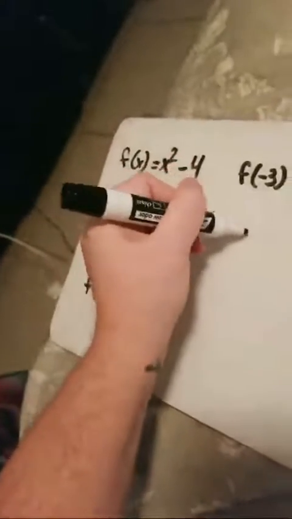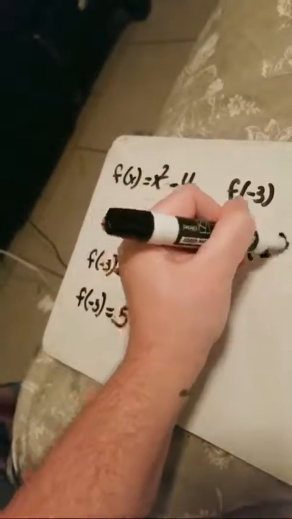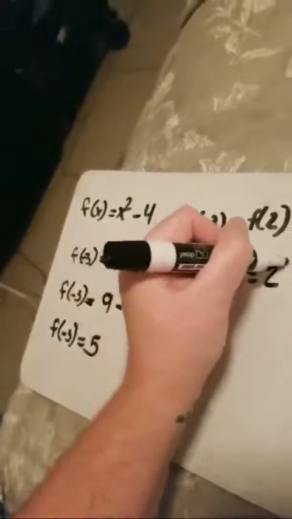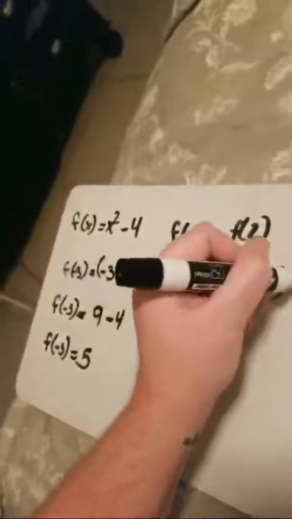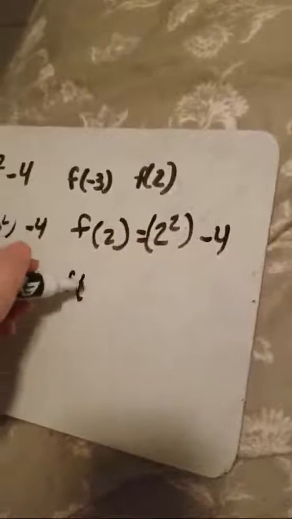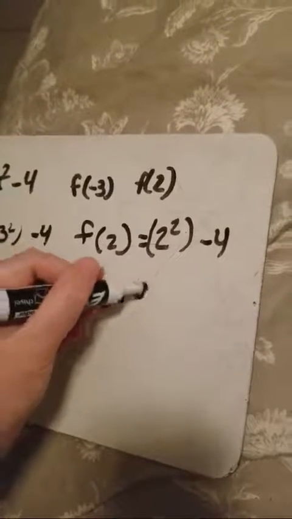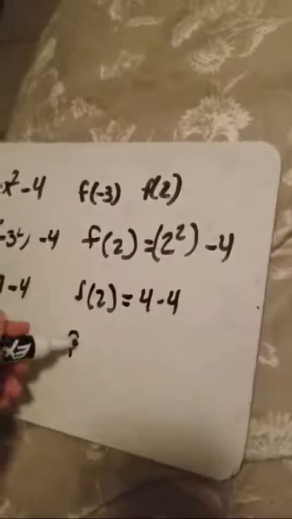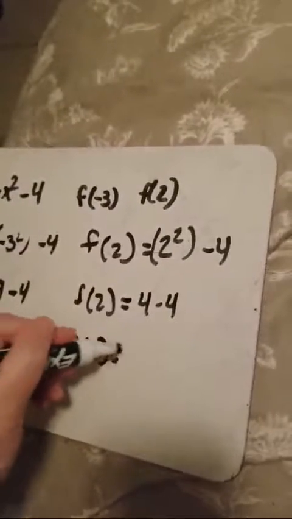So now, separately, I'm going to figure out f of 2. f of 2 equals 2 squared minus 4. So again, just solve the equation. 2 times 2 is 4 minus 4. f of 2 is 0.